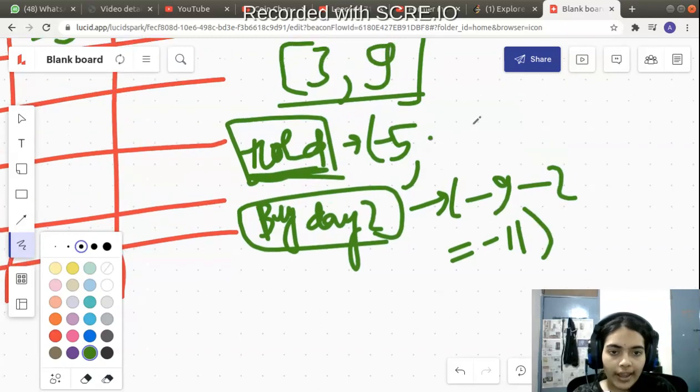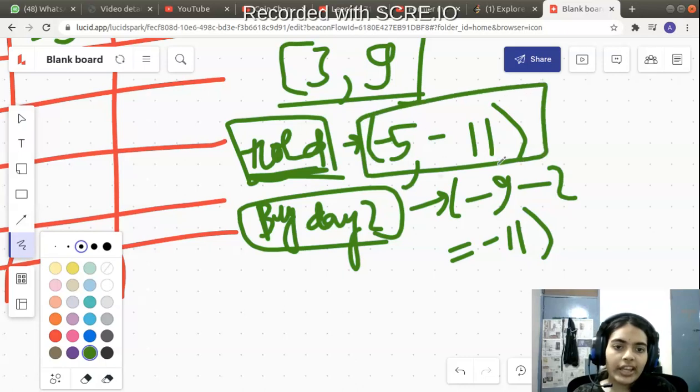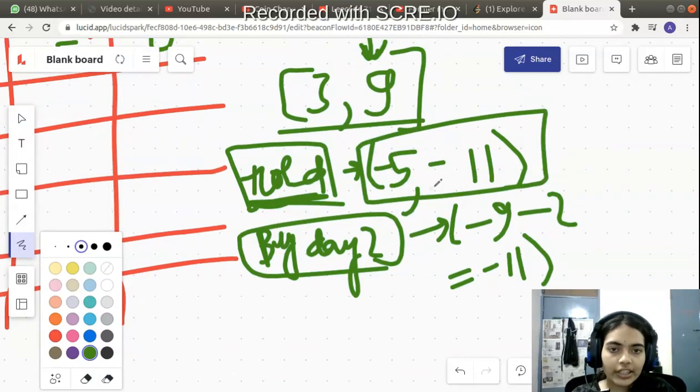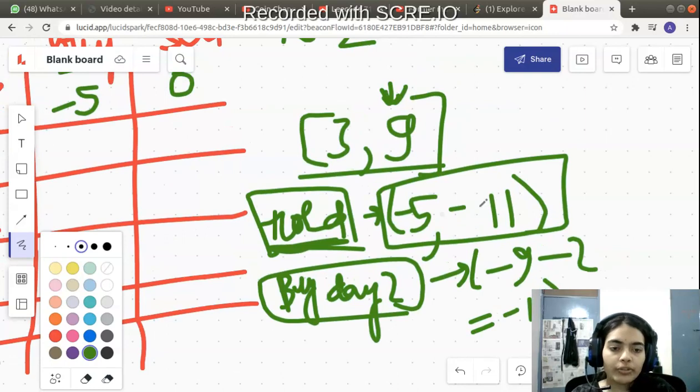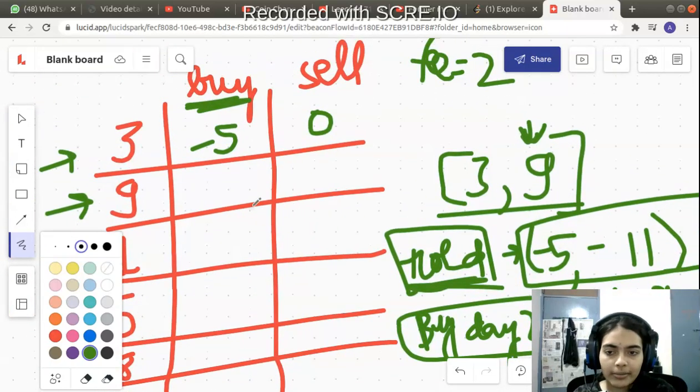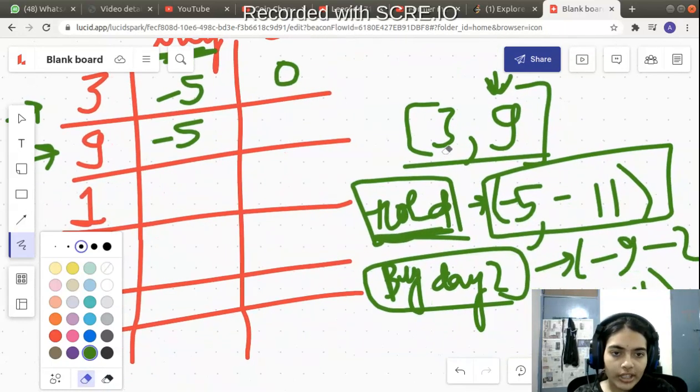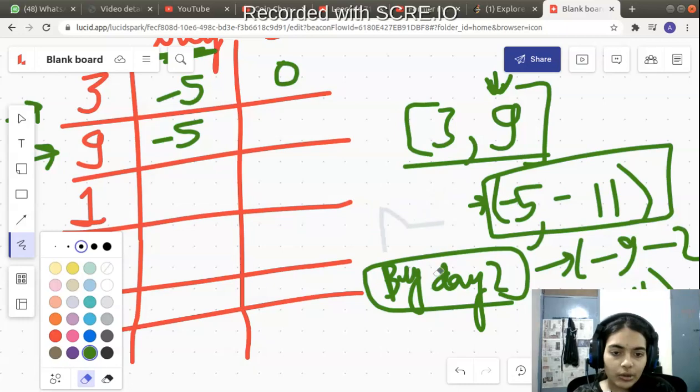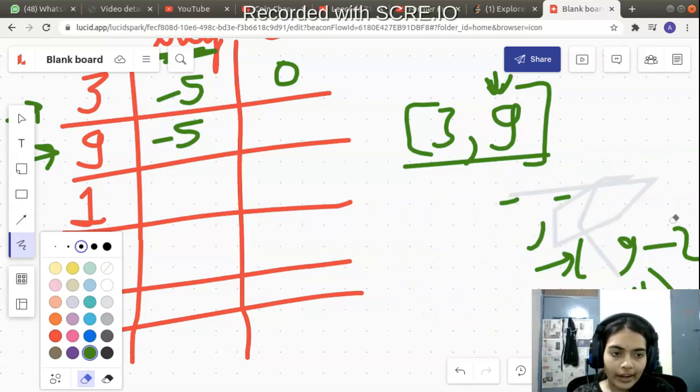So from minus 5 comma minus 11, you have to choose. Why from minus 5 comma minus 11? Because minus 5 means either you hold the stock you had bought before, or you buy a stock on this particular day. From minus 5 comma minus 11, which is better? Minus 5 is better, right? So I will fill minus 5 here. I am just holding the stock that I bought previously. I don't want to buy the stock now, because as you can see, on day 1 the price was lower. If you want to buy, you will obviously buy at the lower price.